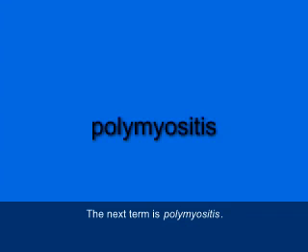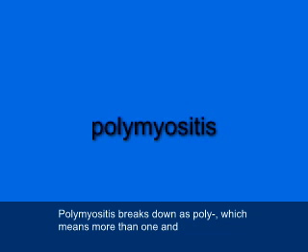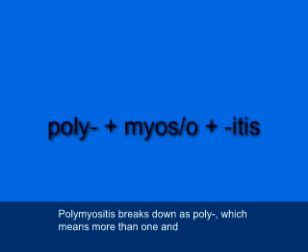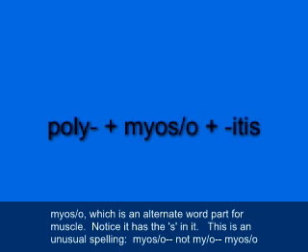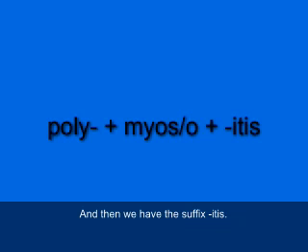The next term is polymyositis. Polymyositis breaks down as poly, which means more than one, myoso, MYOS/O, which is an alternate word part for muscle. Notice that it's got the S in it. This is an unusual spelling. Myoso, not myo, myoso. And then we have the suffix itis.